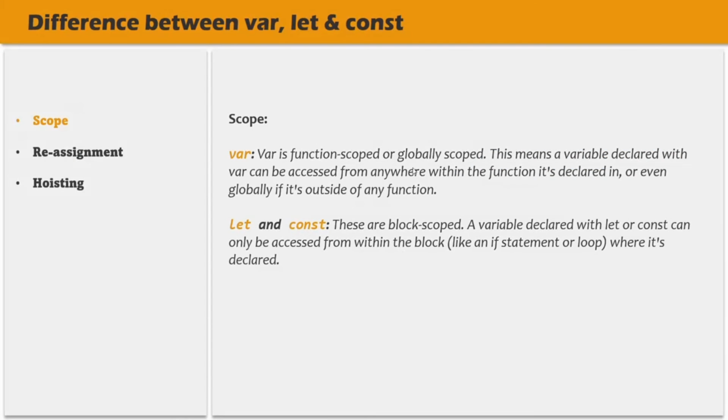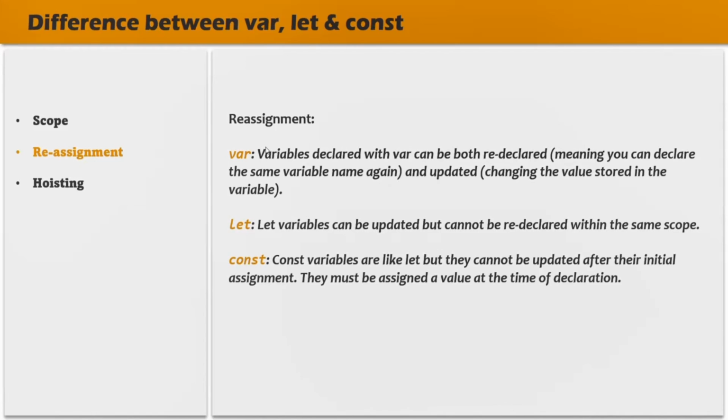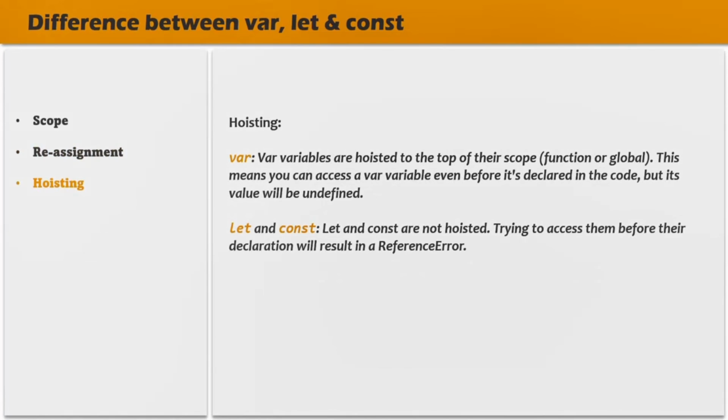So these are the three differences between var and let and const. The difference is in scope, difference is in reassignment, and the difference is in hoisting. So this is all I wanted to cover in this lecture. We learned how we used to create variables in JavaScript prior to ES6 using var keyword and how var keyword is different from let and const. This is all from this lecture.